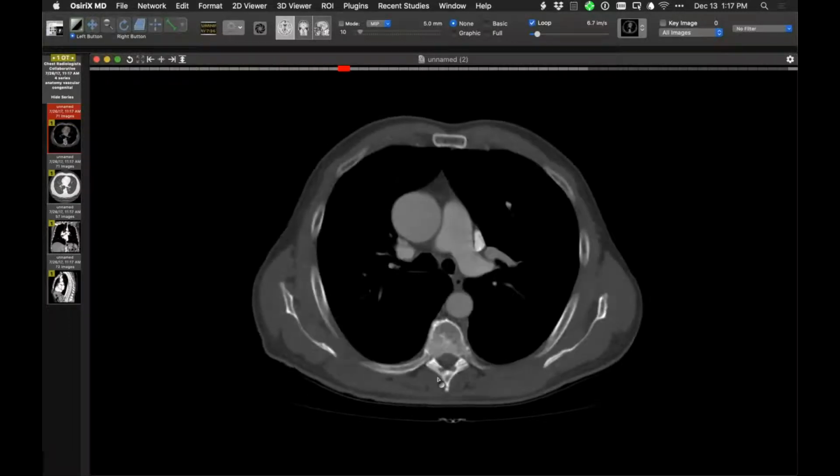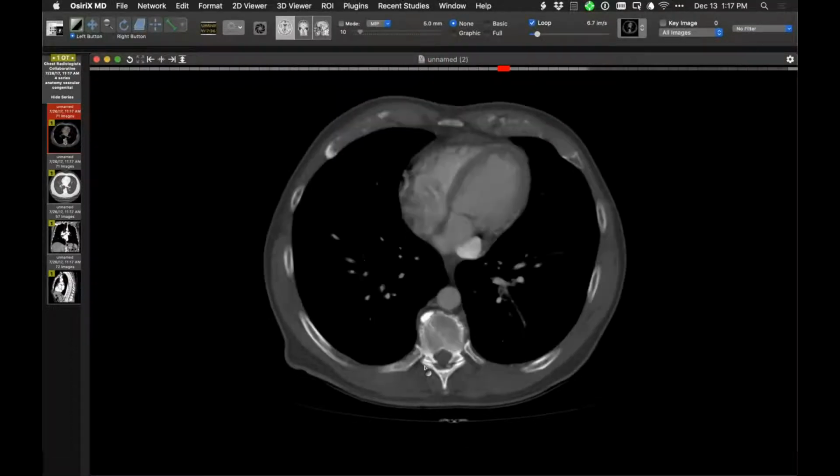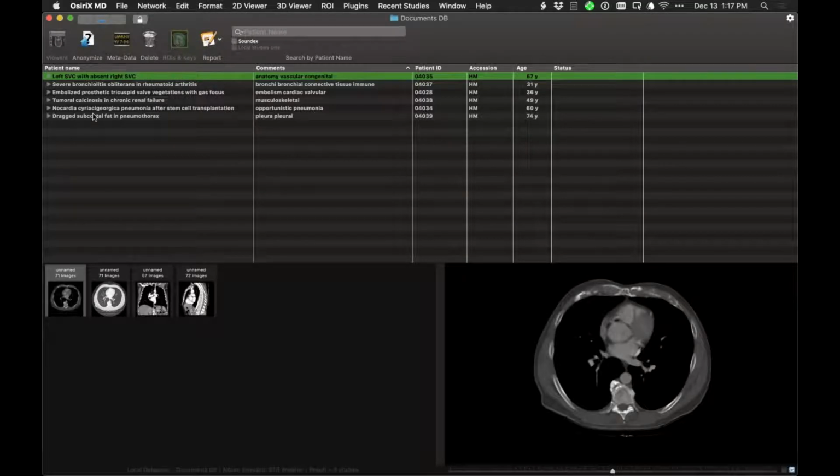So we've seen that before. This is just a really nice example of it. Left SVC, no right SVC. Yeah, depending on the size of it, the other one regresses in utero because it's not needed.